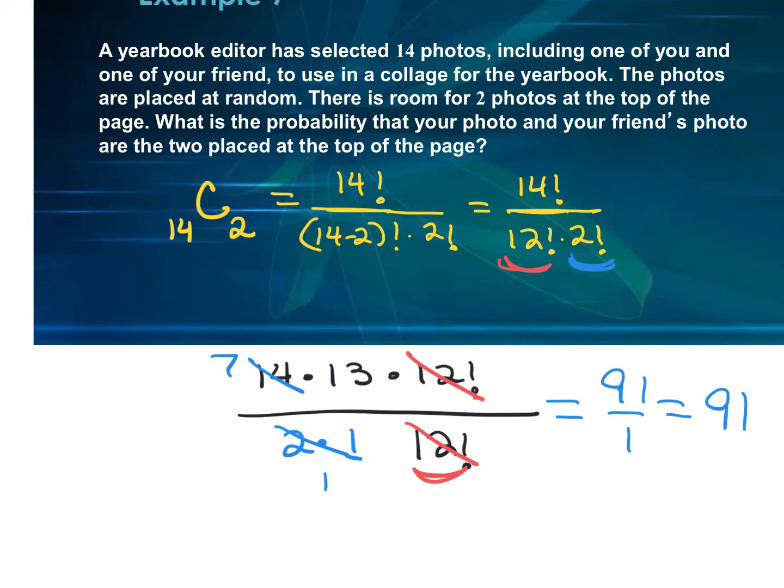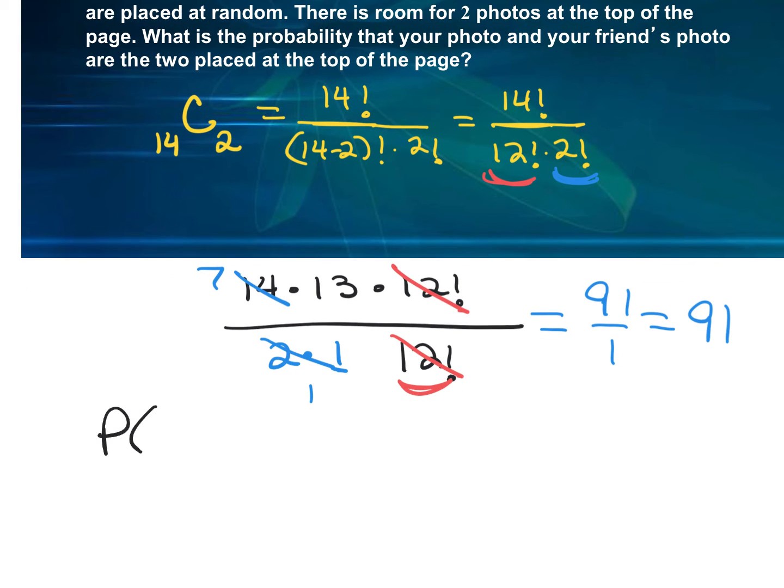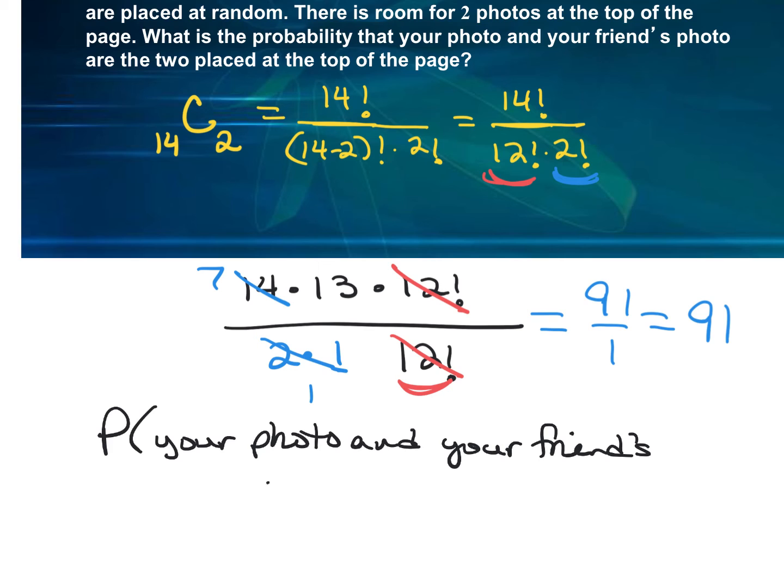But the question asks for probability. And there is only one way of pulling my picture and my friend's out of that group of 14 and placing it at the top. So the probability that your photo and your friend's are chosen is going to be 1 over 91, because there's only one way to pull my picture and my friend's picture out and place it at the top.